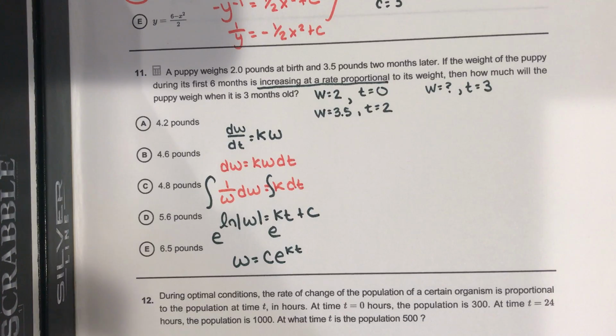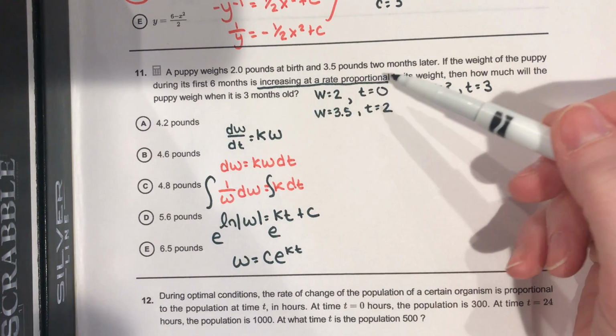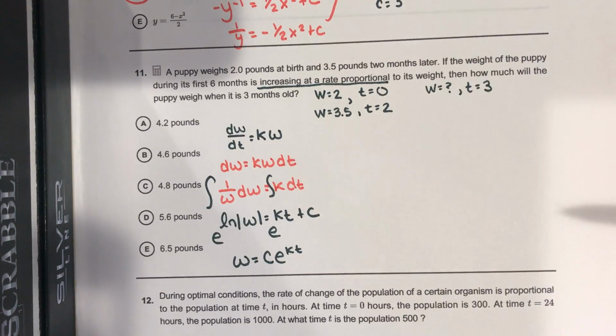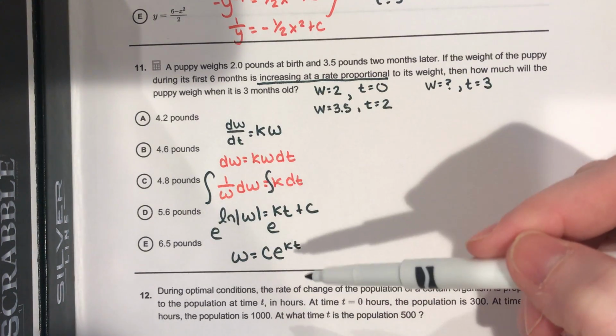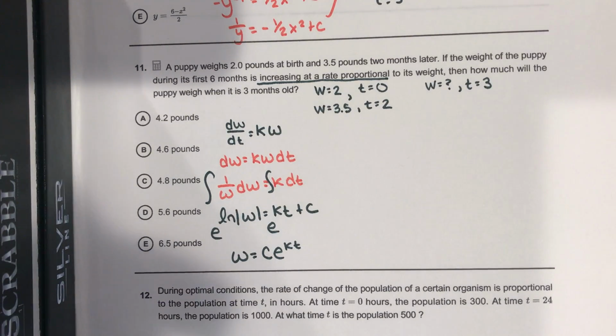Now that general solution, I told you guys you could just memorize that. Whenever you have a proportional rate, the answer is always going to be CE to the KT. So you don't have to go through this, but if you forget it, you can always come up with the answer on your own.